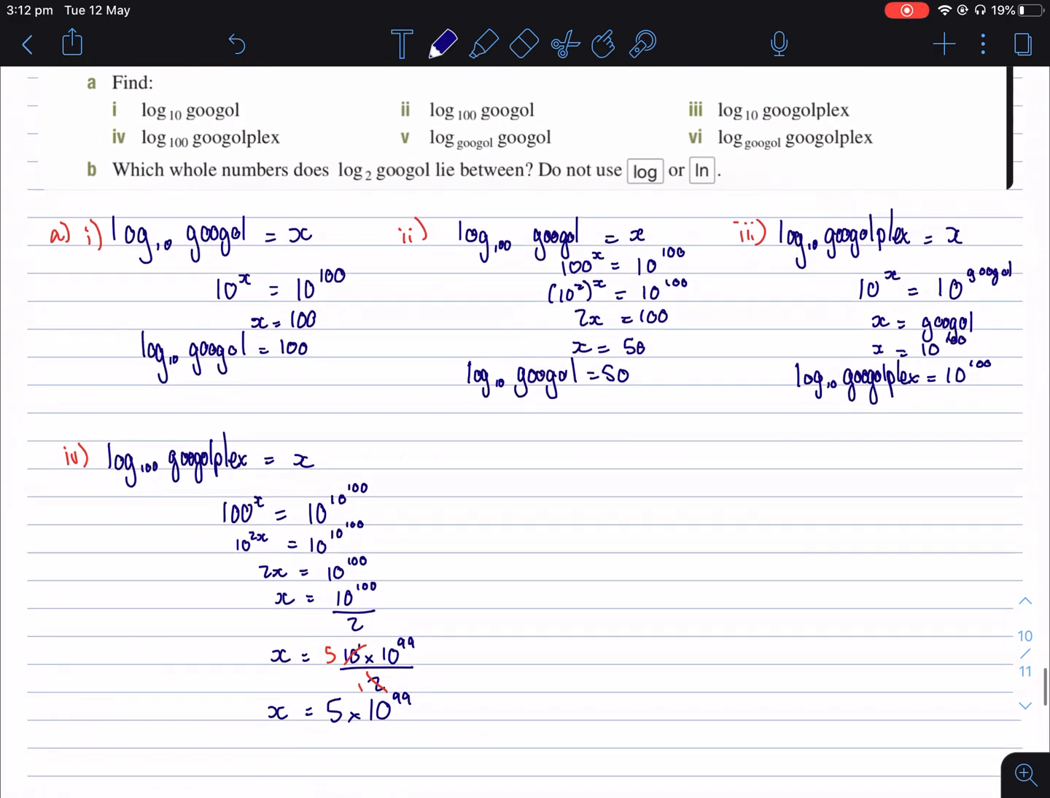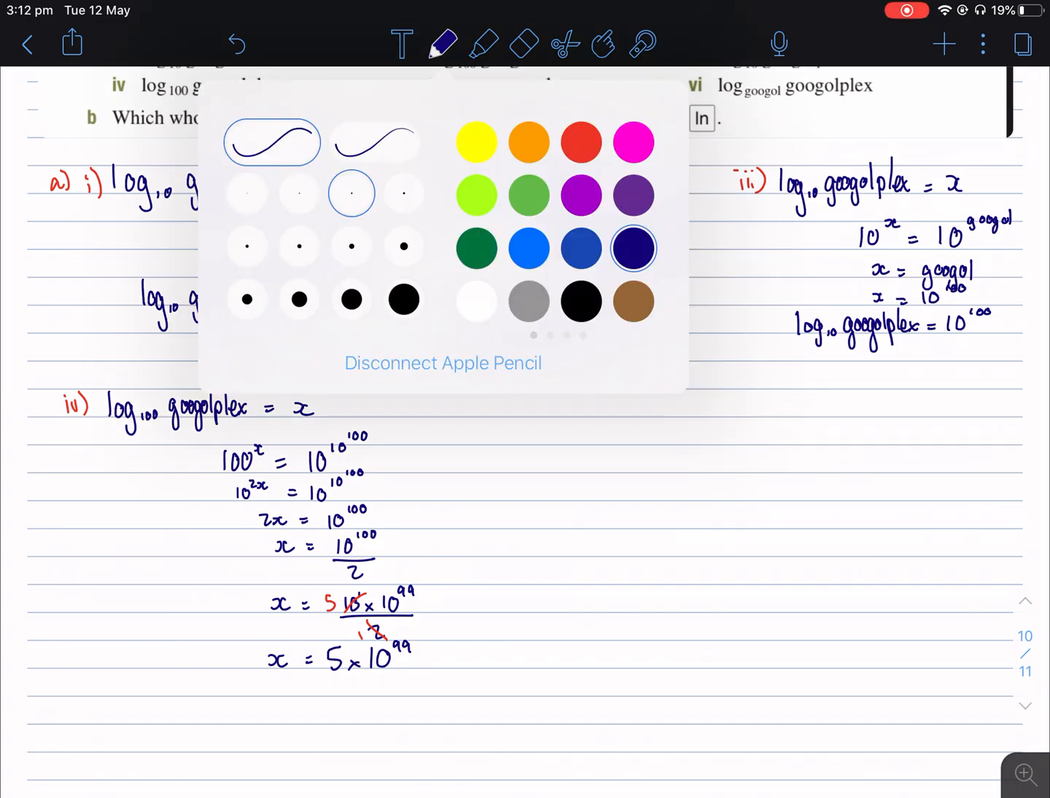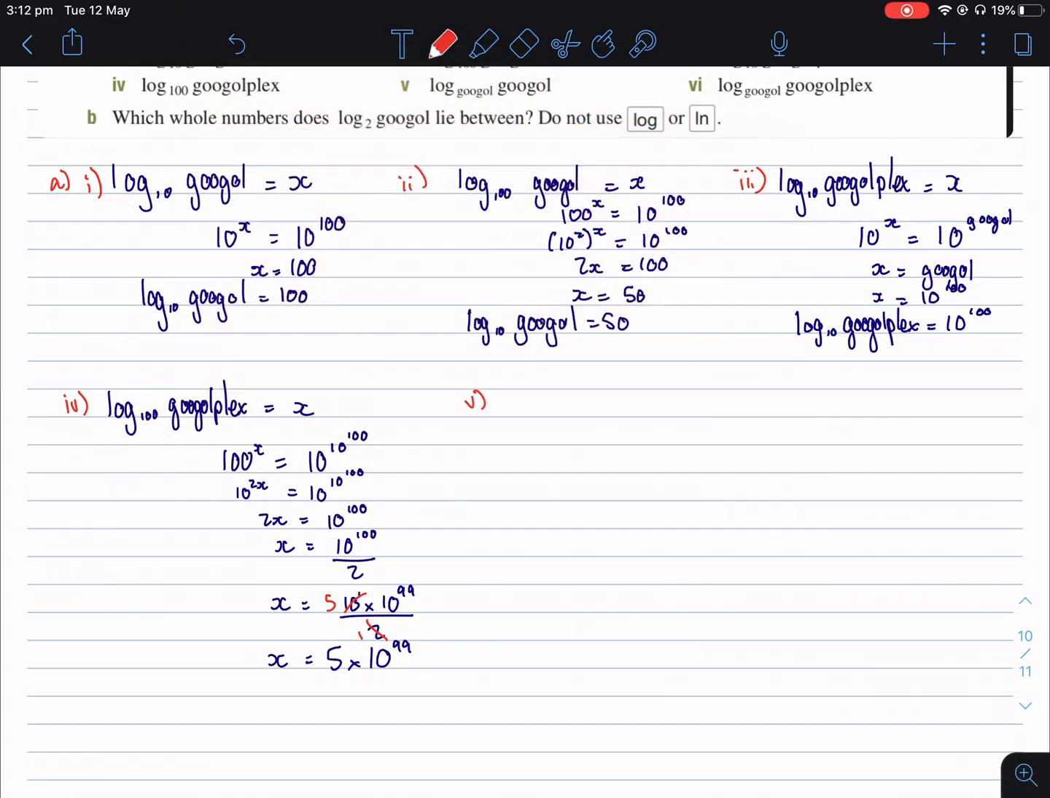Cool. Question 5. Actually, log base googol of googol, sorry. Which means a googol raised to the x equals a googol. What's the only thing this must be? 1, yeah, because it doesn't change, so it's just 1. That was a trick question.